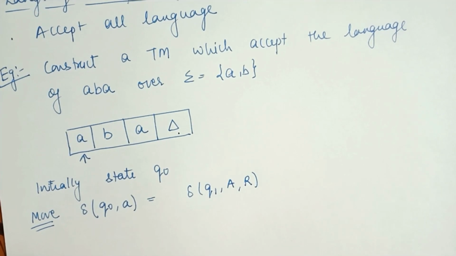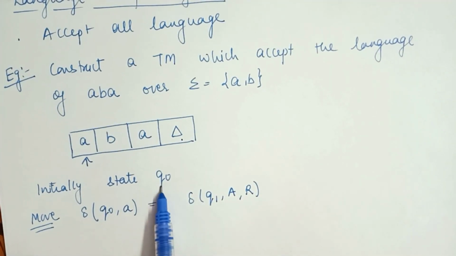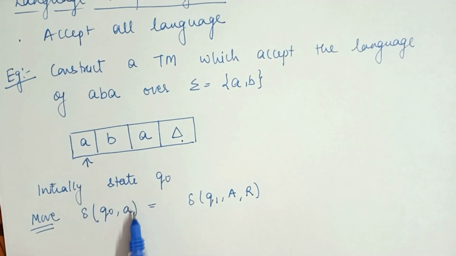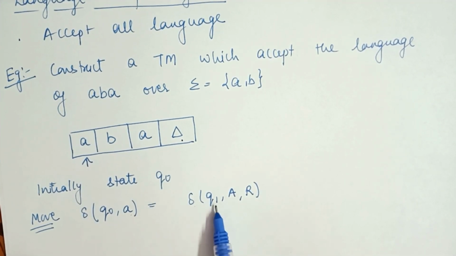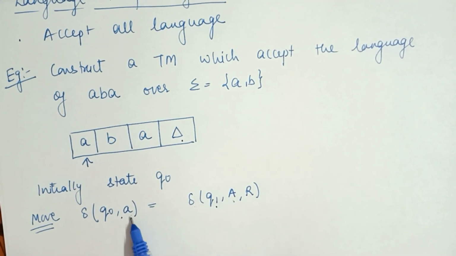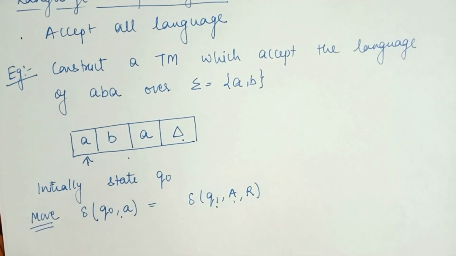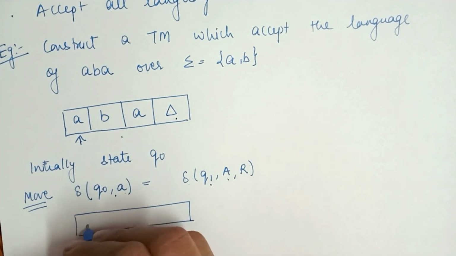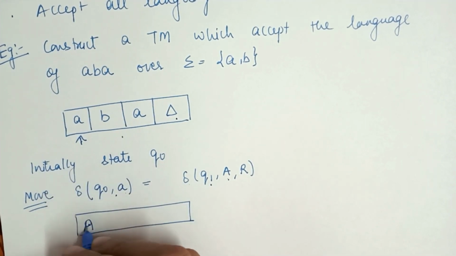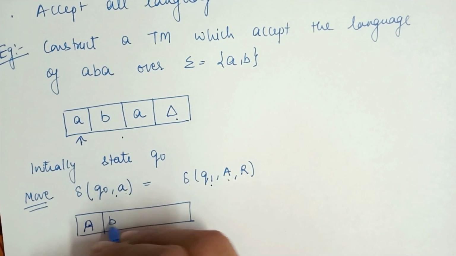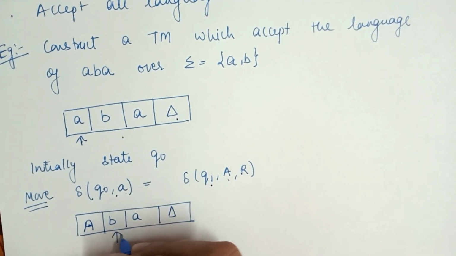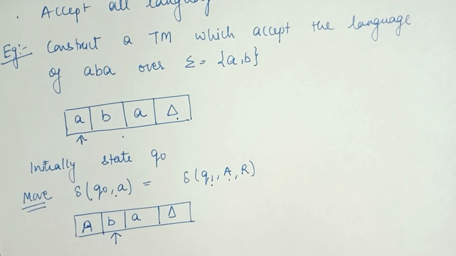So we will represent it like this. Q0 is the initial state, the tape head is pointing to a, so we represent this, and then it goes to a new state. This small a is replaced by capital A, and the pointer is moved to the right side. So now the tape head will be represented like this. This a will be replaced by capital A, this b will remain as it is, then a and delta, and the tape head is now pointing to b.